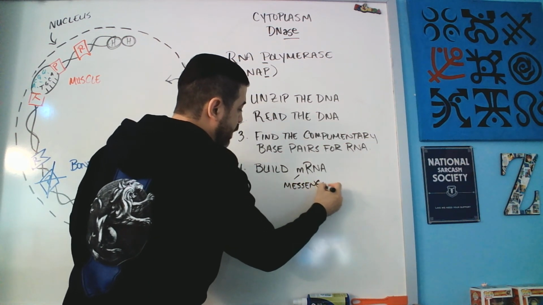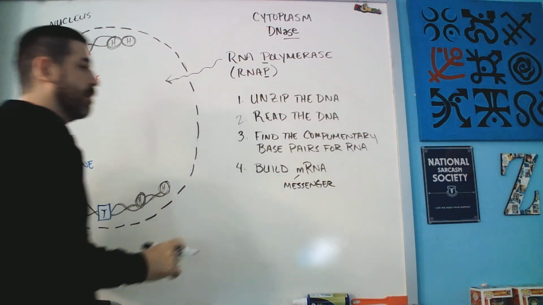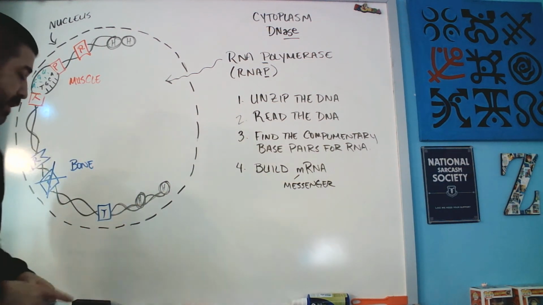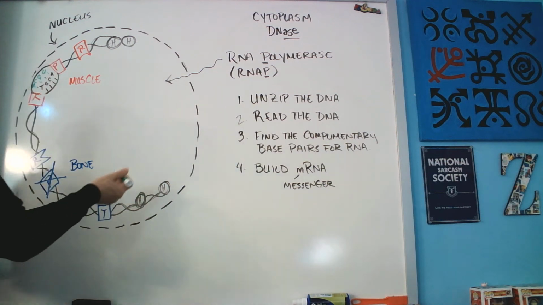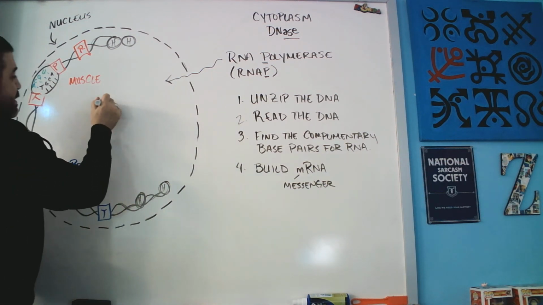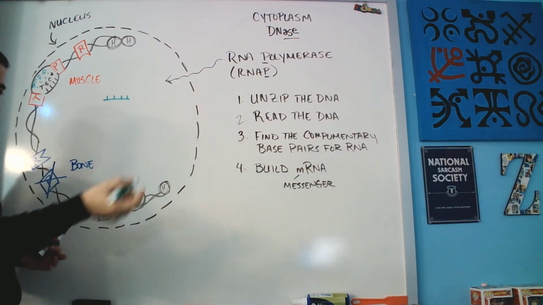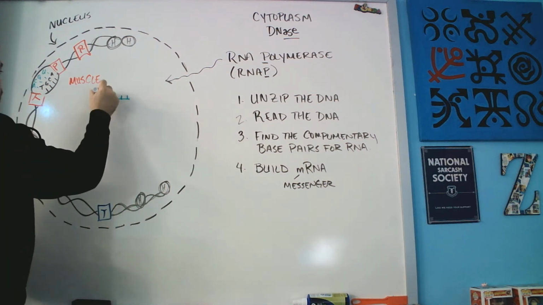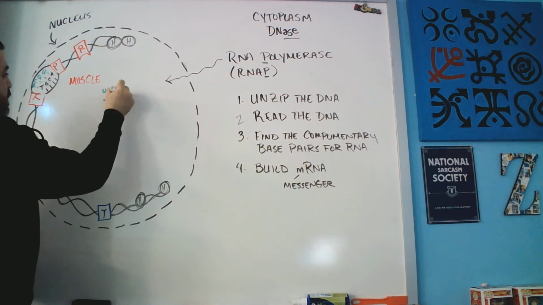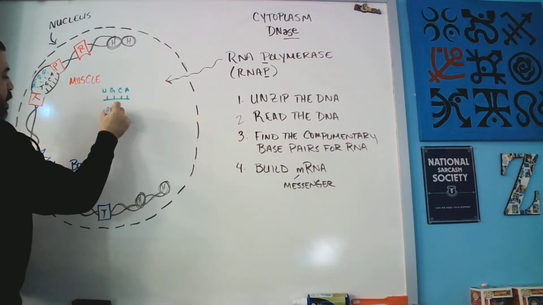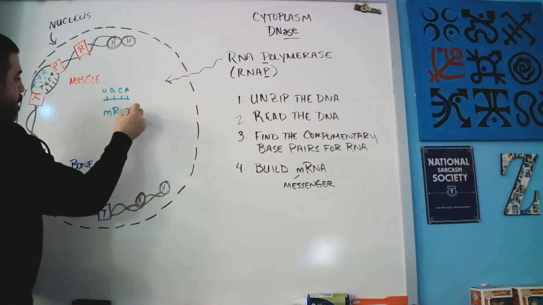So we're going to build our messenger RNA, because we already know what we need to build it. We figured out our complementary base pairs, so from there, we build our mRNA. It'll be a single strand. It'll have our 4 bases. For example, we're simplifying this of U, G, C, and A. And this right here is our mRNA.